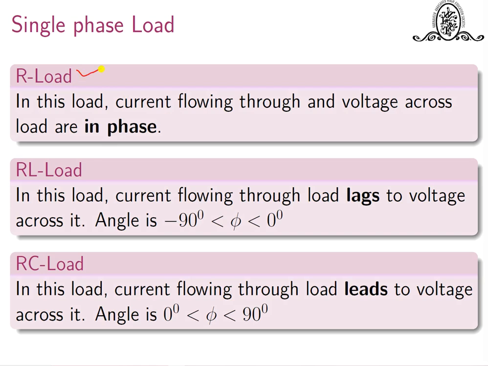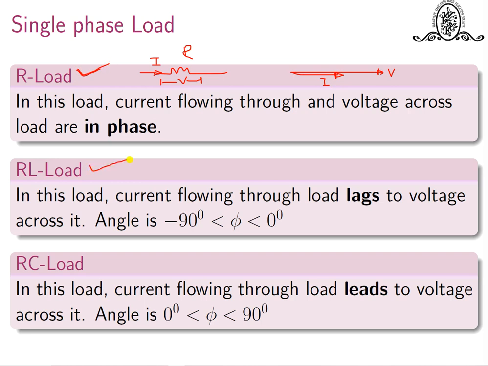The first is the R load, that is a resistive load. In the case of a resistive load, suppose this is a resistance, the current flowing through this resistance is in phase with the voltage across it. That means, suppose this is the voltage phasor, then the current phasor will be in phase with this. So it indicates that there is no phase angle difference, which means this load is of resistive type.